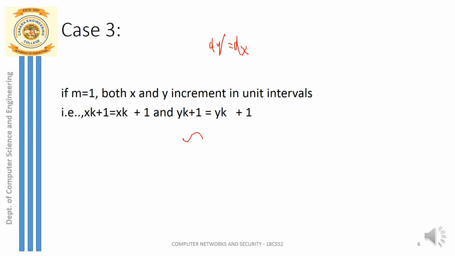Okay, so case 1 is nothing but slope less than 1, that is, change in x is more. So when change in x is more, that is, slope is less than 1, in that case you always have to remember you're supposed to increment x. You're supposed to always increment x. That is case 1.